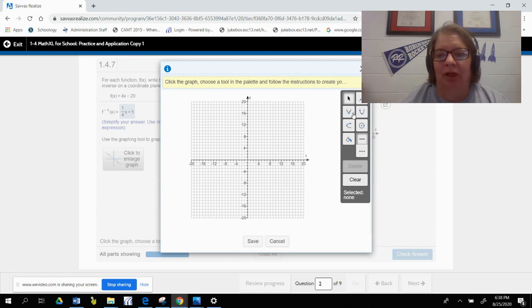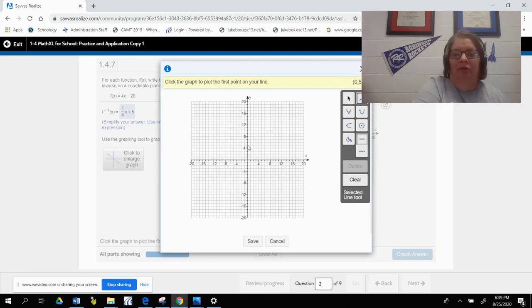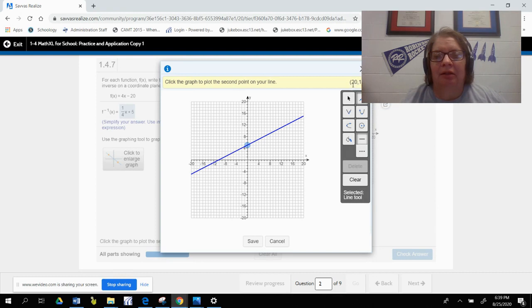What are we graphing? We're not graphing a V. We're not graphing a parabola. We're not graphing a circle. We're graphing a line. My equation is in slope-intercept form, the y-intercept is 5. Do you notice in the little yellow bar, it tells you where you're at?